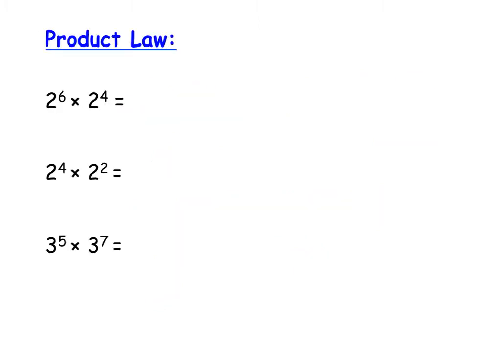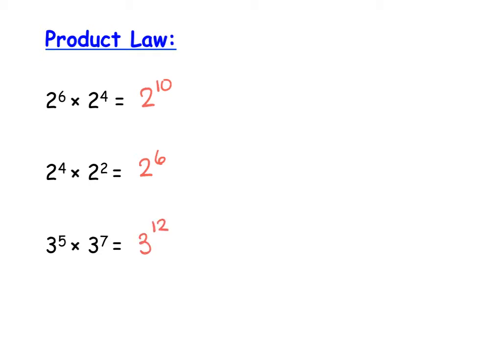So let's look at these 3 examples. Hopefully you're starting to notice some sort of pattern. If we have 2 to the power of 6 times 2 to the power of 4, that's just going to be 2 to the power of 10. And 2 to the power of 4 times 2 to the power of 2 is 2 to the power of 6. And 3 to the power of 5 times 3 to the power of 7 is going to be 3 to the power of 12.